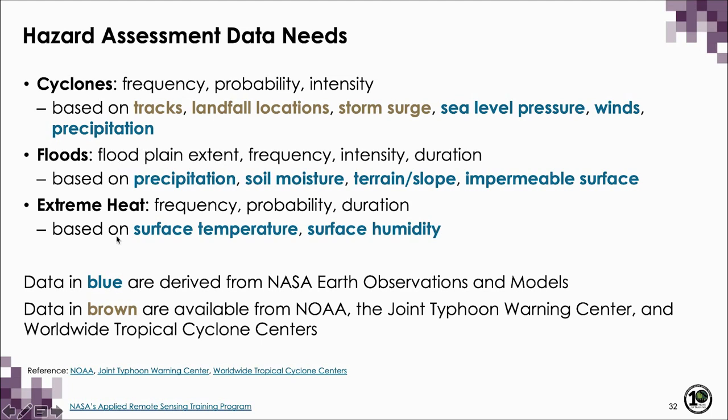Some of these data, or most of these data, are available from NASA Earth observations and models. So the data listed in blue are available from NASA, and the ones in brown are available from other centers, from NOAA, from Joint Typhoon Warning Center. Also, there are worldwide tropical cyclone centers. So they provide information on these hazards.